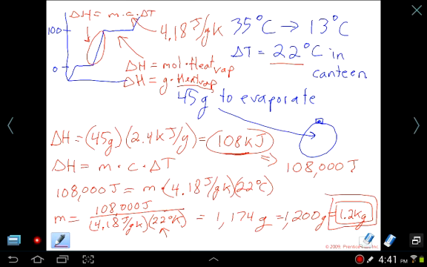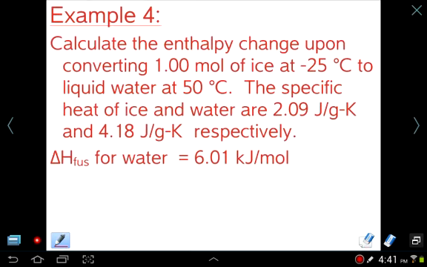We're going to try another one. And this next problem will be a little more involved in terms of using more portions of the heating curve. Here it says calculate the enthalpy change upon converting a mole of ice at negative 25 degrees C to liquid water at 50 degrees C. The specific heat of ice and water are 209 joules per gram Kelvin and 418 joules per gram Kelvin. And the heat of fusion for water is 601 kilojoules per mole.